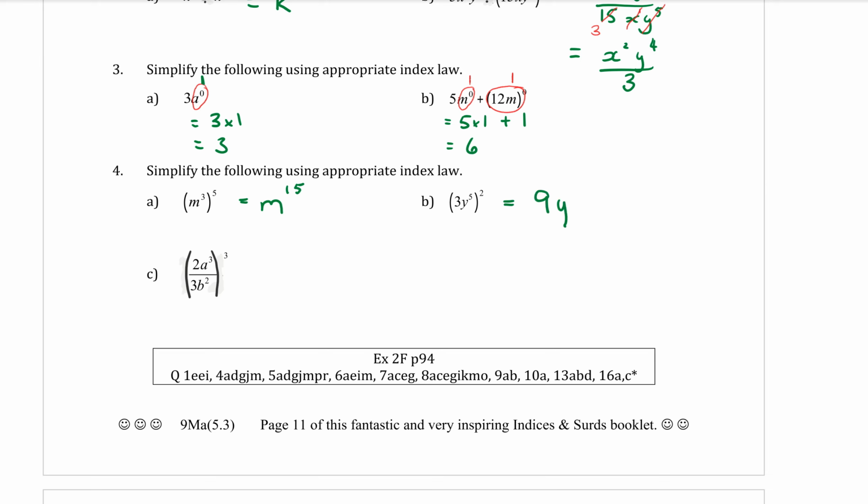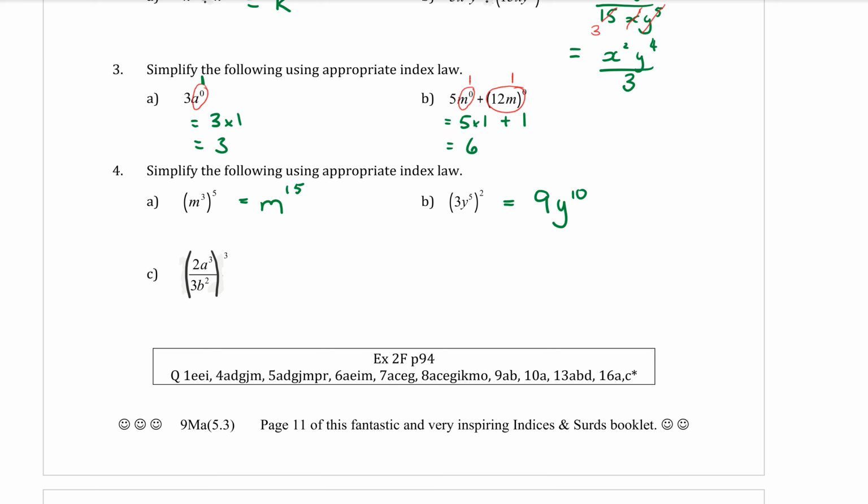Then for the letters, we times those powers together. So it's only the powers that you times. The big numbers out the front has to be to the power of, as in you use the power button on your calculator if you want to. So 5 times 2 is 10.